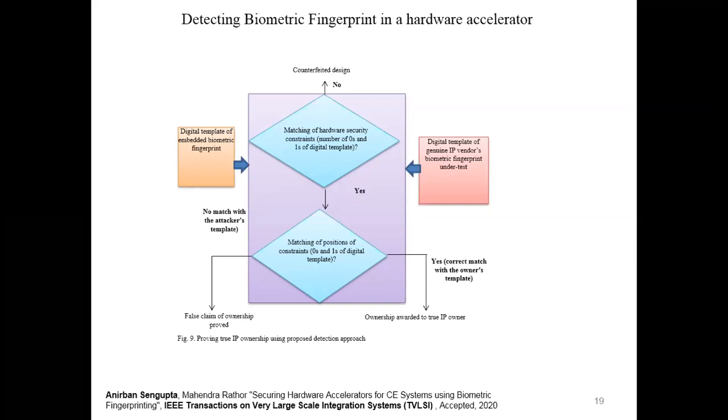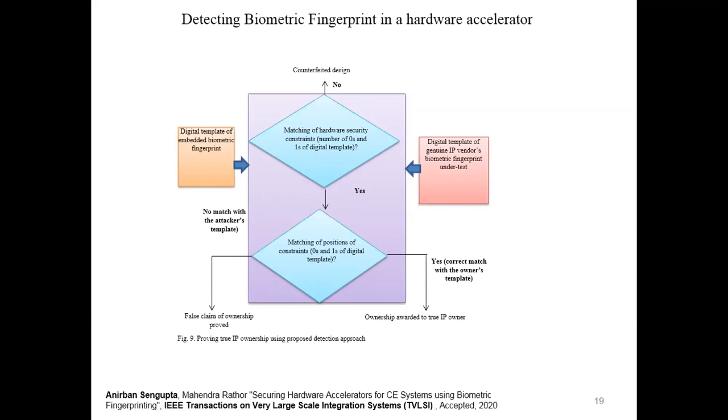In case they do not match, then of course we know that it's a counterfeited design, right? But if they do match, then the next step would be to match also the positions of zeros and ones. So here it is critical not only to match the number of zeros and ones, but to also match the positions of zeros and ones. If they both match, then we know that the correct owner is the person who will be awarded the IP ownership, and we can also prove who's the fraudulent claim of ownership here.